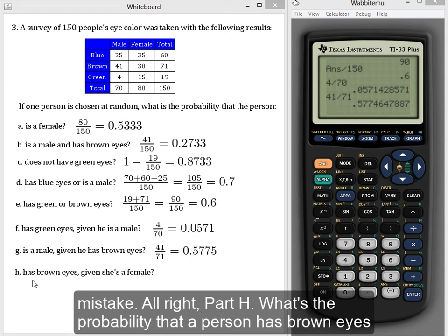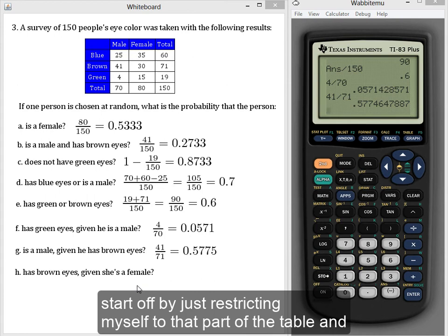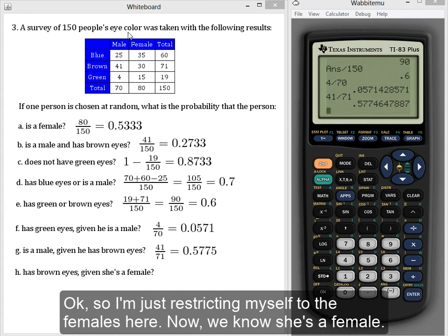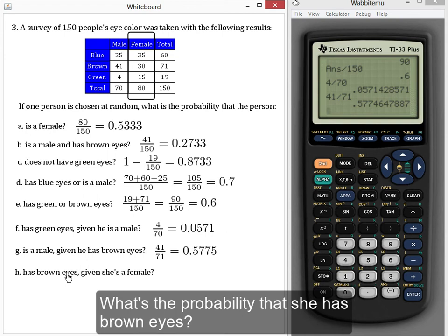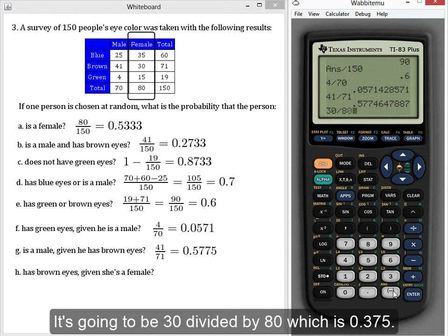All right, part H. What's the probability that a person has brown eyes given she's a female? Well, since we know this person is a female, I'm going to start off by just restricting myself to that part of the table and just circling it. Okay, so just restricting myself to the females here. Now, we know she's a female. What's the probability that she has brown eyes? Well, there's 30 females with brown eyes and 80 females altogether. So it's going to be 30 divided by 80, which is 0.375.